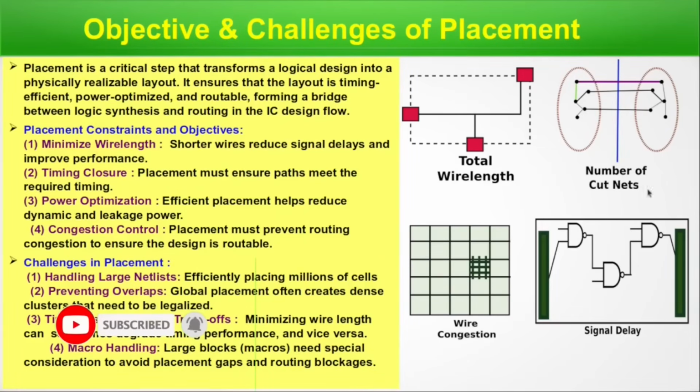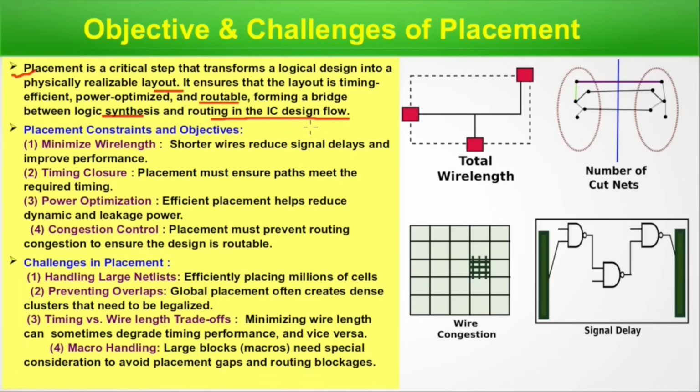Objective and challenges of placement. Placement is a critical step that transforms a logical design into a physically realizable layout. It ensures that the layout is timing efficient, power optimized and routable, forming a bridge between logic synthesis and routing in the IC design flow. What we get from synthesis is a netlist comprised of different cells and gates.